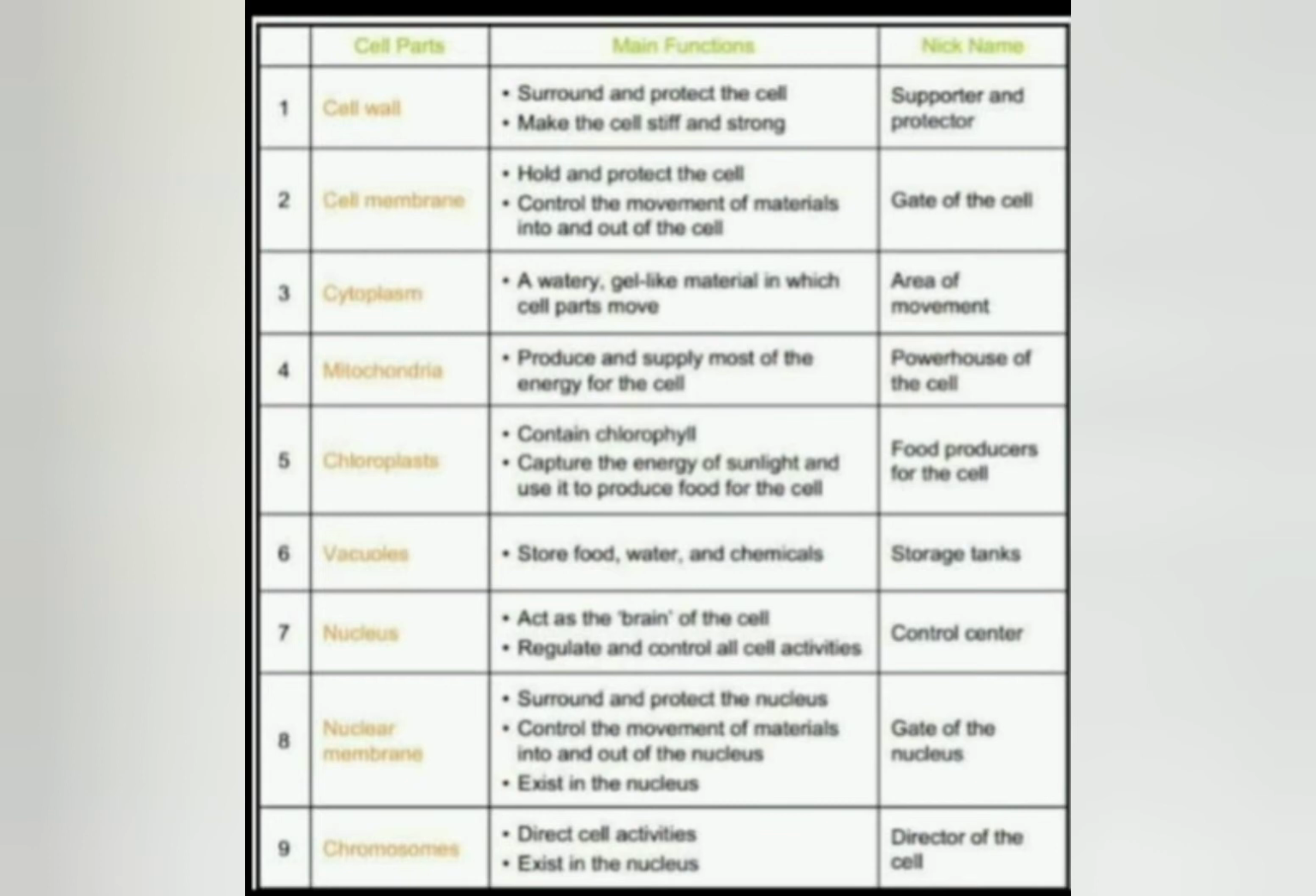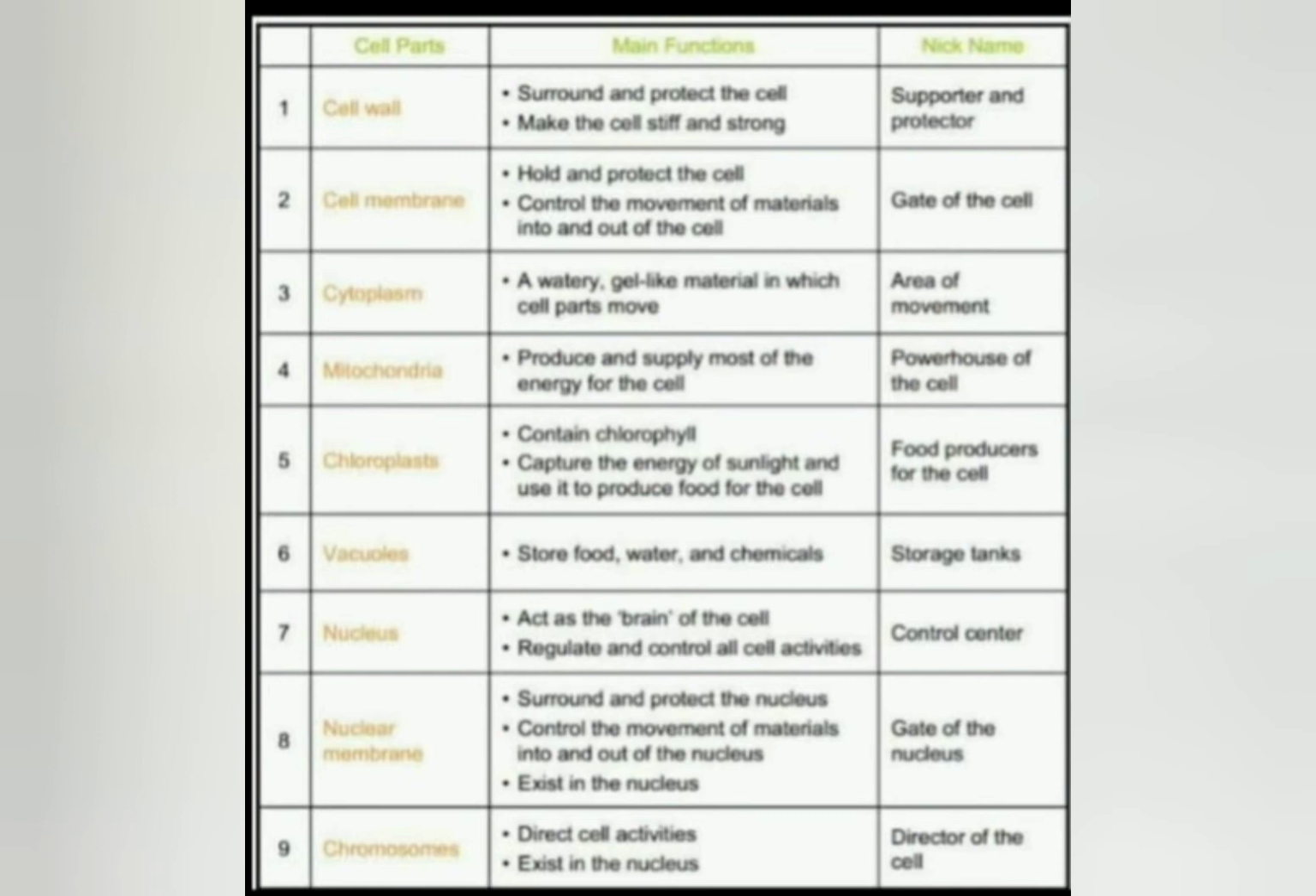Number two is cell membrane. It holds and protects the cell, and controls the movement of materials into and out of the cell. That means it is said to be the gate of the cell. Cytoplasm is a watery, gel-like material in which cell parts move. So it is like an area of movement.